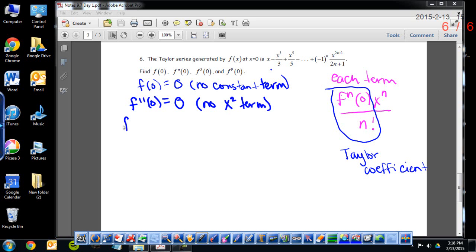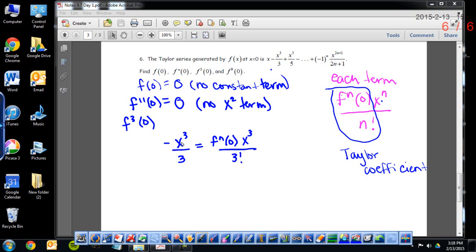All right, the third derivative. My third derivative has to be attached to the x to the third term. But that whole term is made up of the third derivative times x to the third over 3 factorial. So I'm going to go up here to my third degree term, and that third degree term is negative x to the third over 3. But you have to remember that that's made up of the third derivative at x equals 0 times x to the third over 3 factorial.